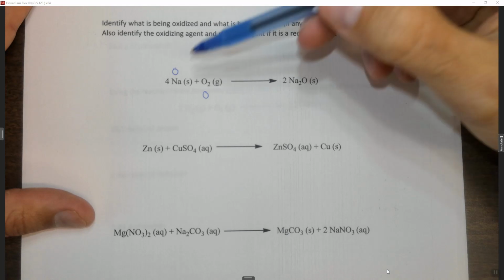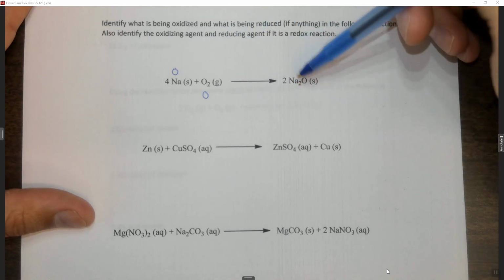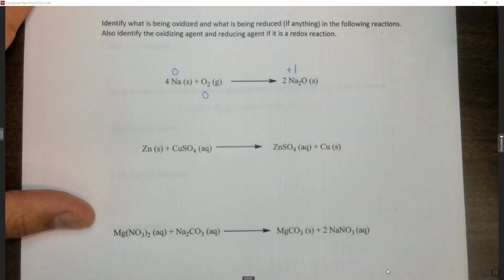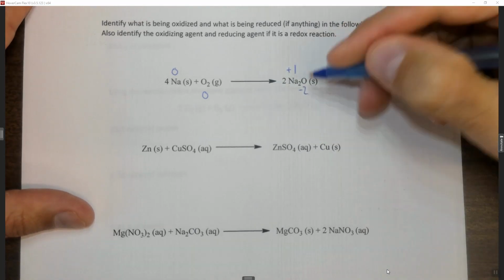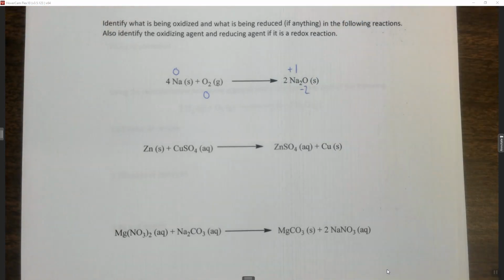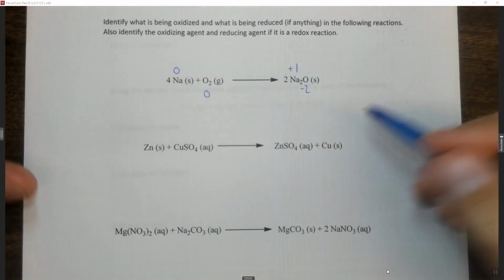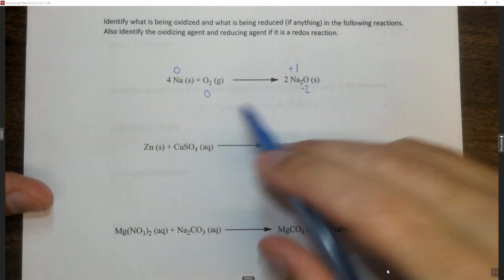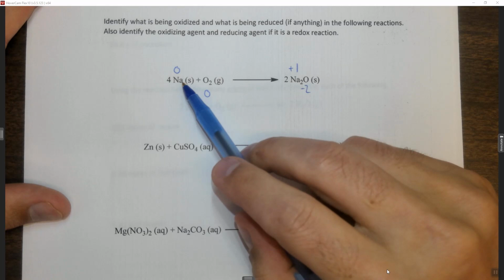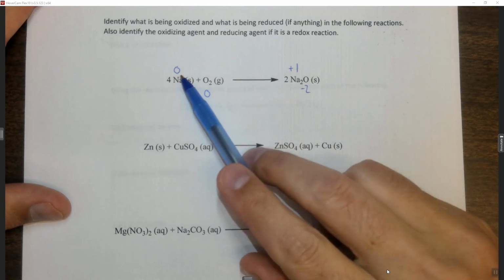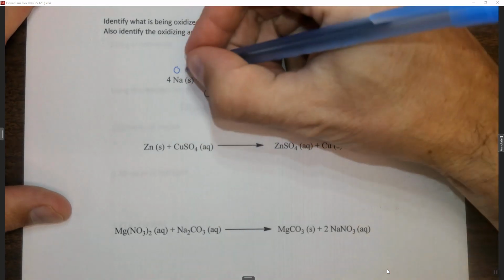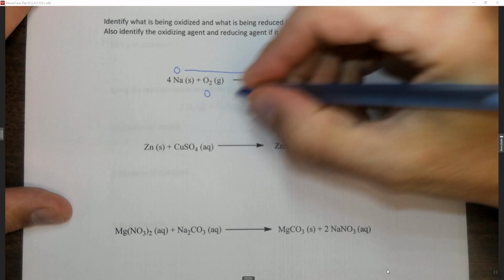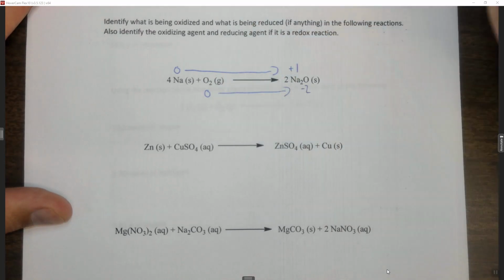If we have sodium in a compound, sodium is a 1A metal, so it's plus 1. Oxygen is a 6A nonmetal, so it's minus 2. Oxygen is always minus 2, whether it's covalent or ionic compounds. Sodium's not going to be in a covalent compound, right? Not in Gen Chem. So let's take a look at this. We have sodium going from 0 to plus 1, and oxygen going from 0 to minus 2.